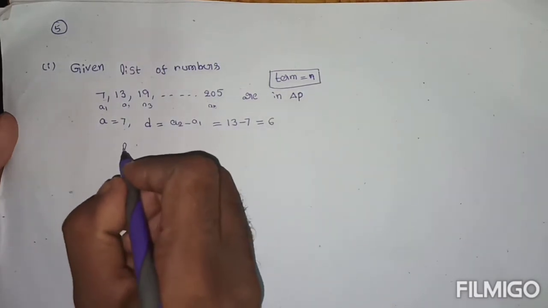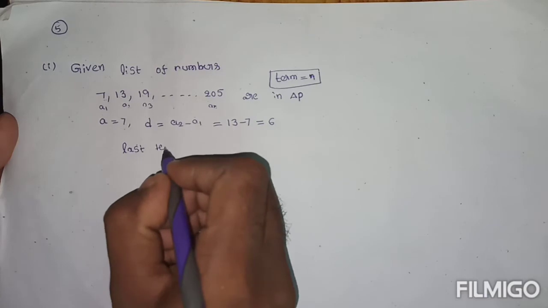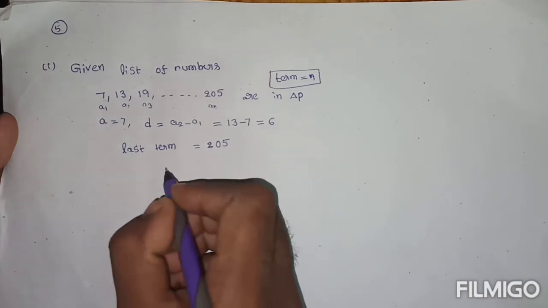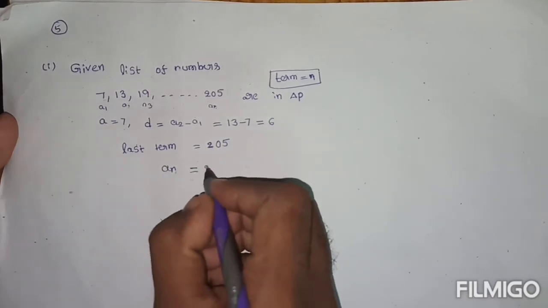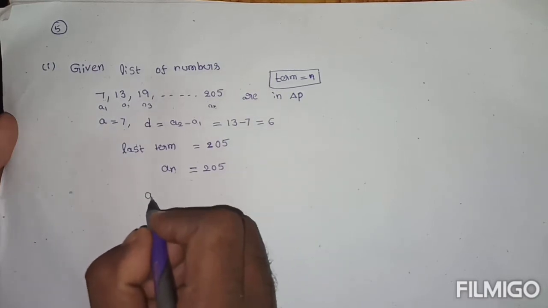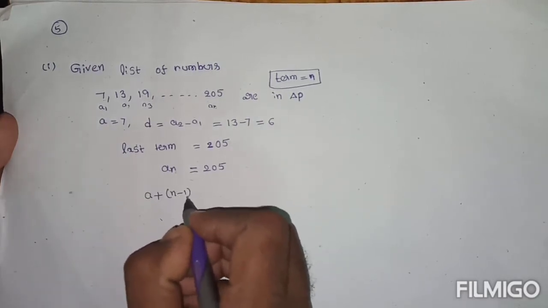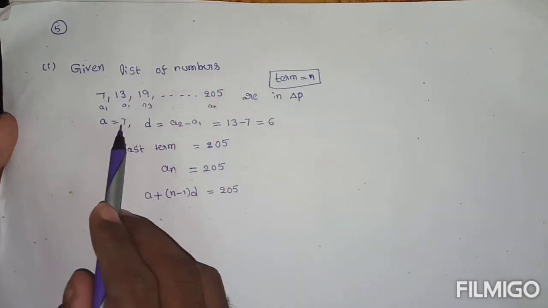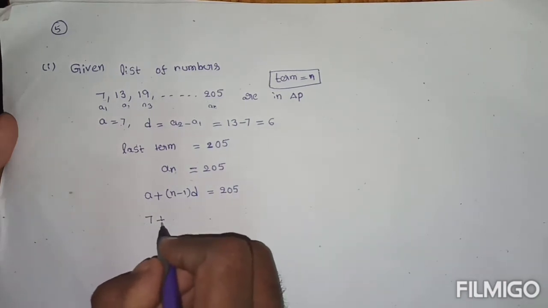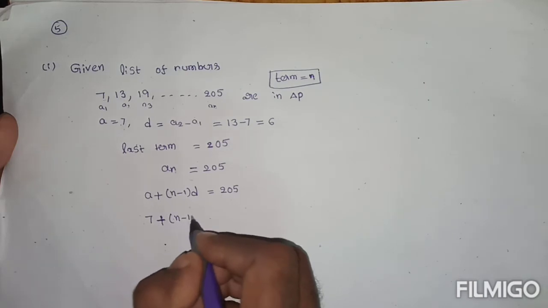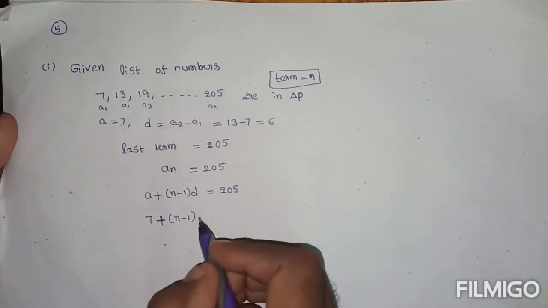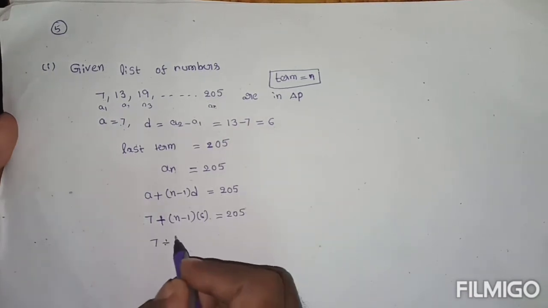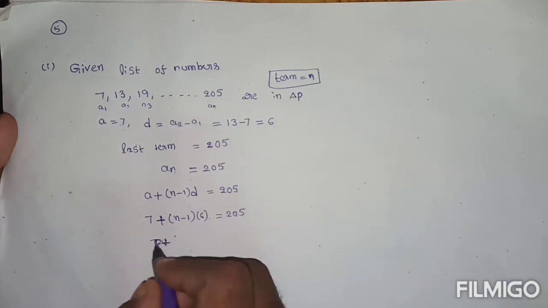Taking the last term, or nth term, the last term is equal to 205. The last term is written as an, so an is equal to 205. Which formula do we use? a plus n minus 1 into d is equal to 205. What is the value of a? a is equal to 7, so we write 7 plus (n minus 1), where n is to be found. And d is 6, equal to 205.